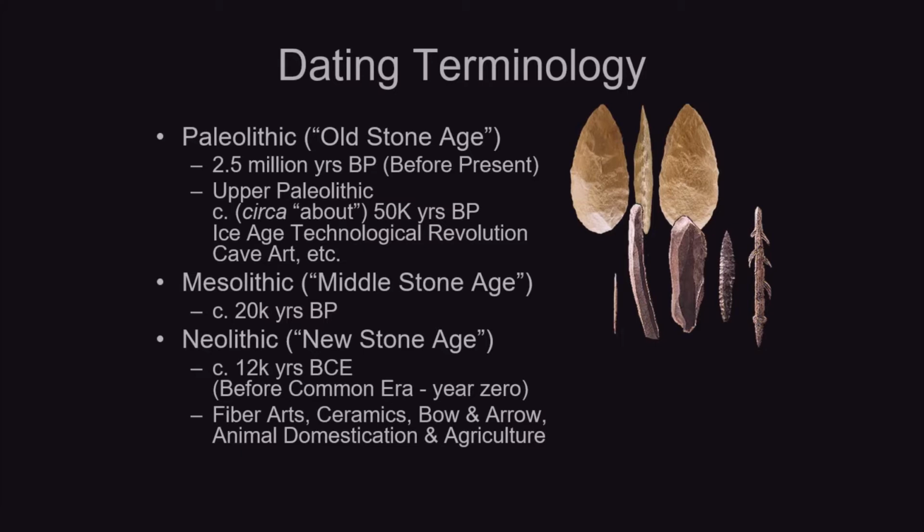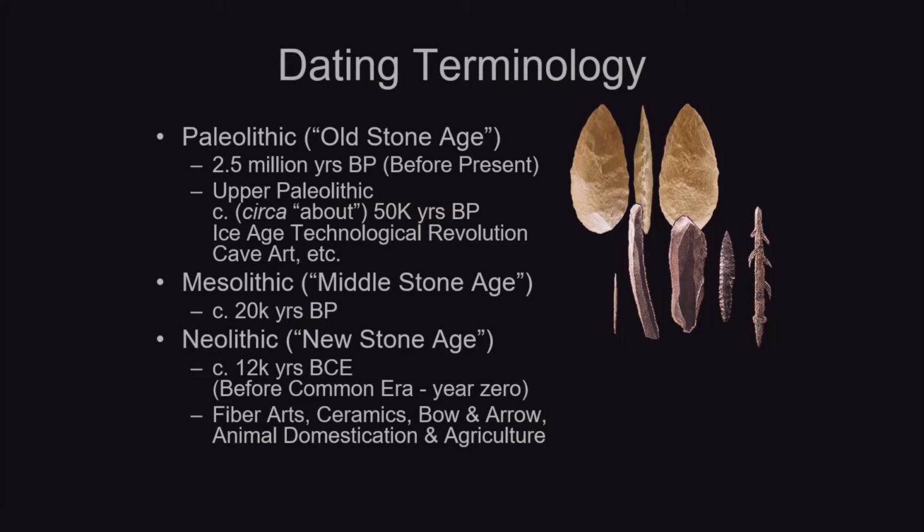Then we have the Mesolithic, which is the Middle Stone Age, and it starts again circa 20,000 years before the present. And it's kind of the smallest era. It's this transition era before we get to the New Stone Age, the Neolithic. No one ever said that archaeologists suffered from an overabundance of imagination with these terminologies. And the Neolithic is generally regarded to begin somewhere around circa, again, 12,000 years before the Common Era.